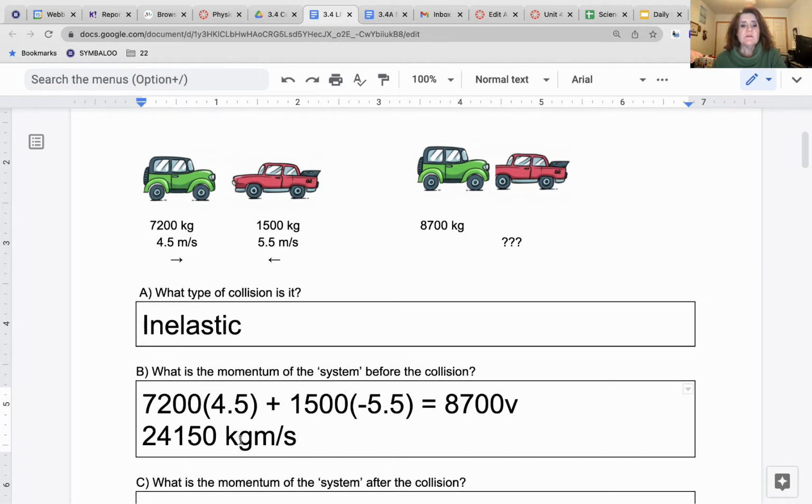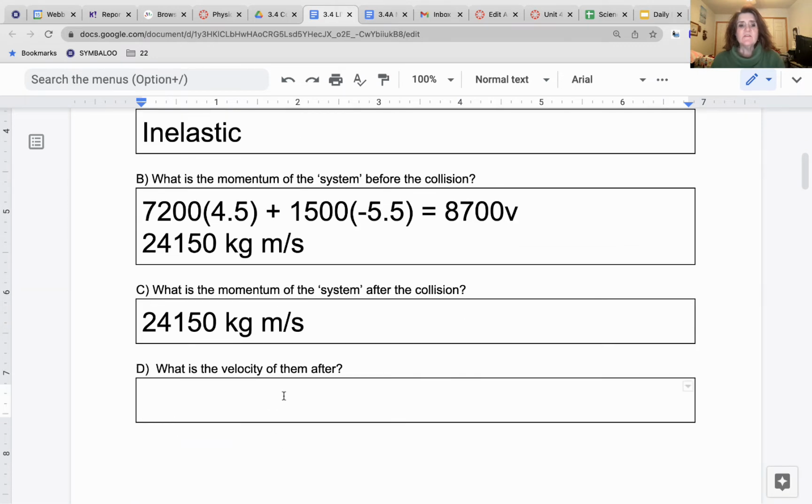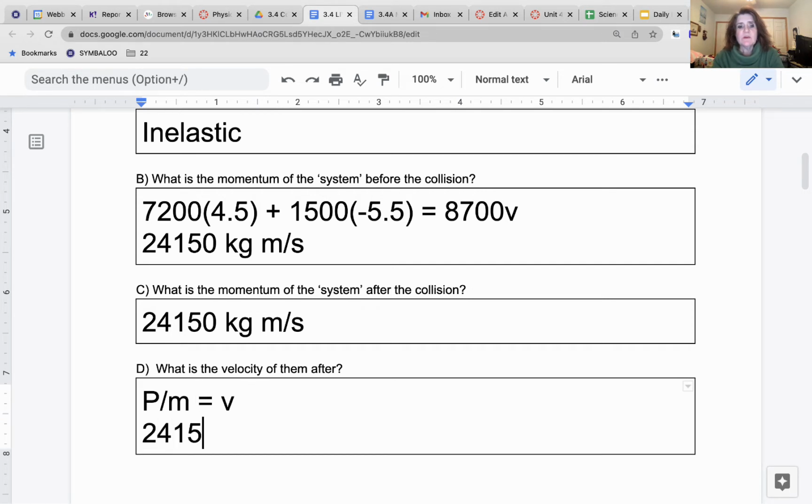So therefore, part C says, what is the momentum of the system after the collision? That's the same thing. The law of conservation of momentum says momentum must be conserved. Finding the velocity, we simply take the momentum divided by the mass in order to get the velocity. So the combined momentum is 24,150 divided by 8,700. Again, grabbing your calculator, we get a velocity of 2.776 meters per second.